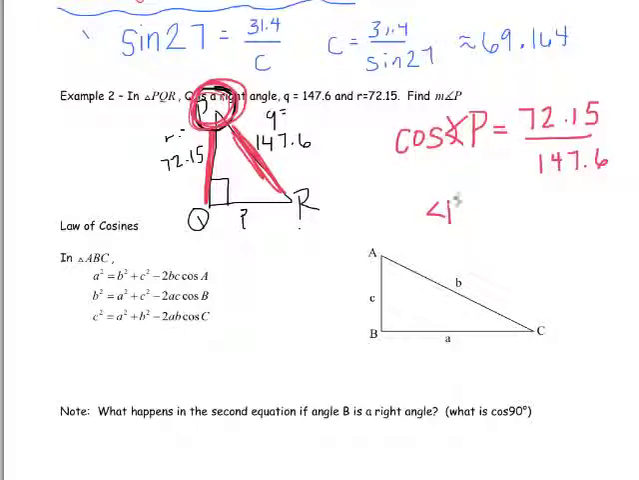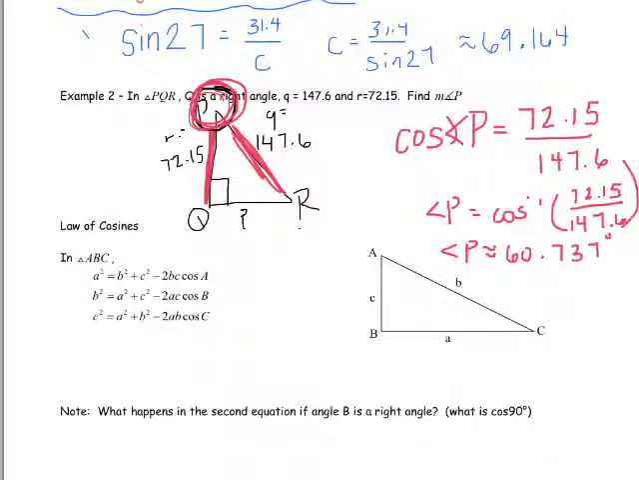And so I can go ahead and inverse that. And I get cosine inverse 72.15 divided by 147.6. So 60.737. So it's approximately 60.737. So when in doubt, go ahead and round to the thousandth. It may say otherwise, but if it doesn't say, just to be safe, let's do the thousandth.